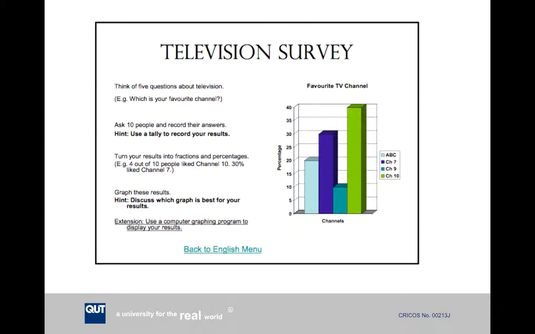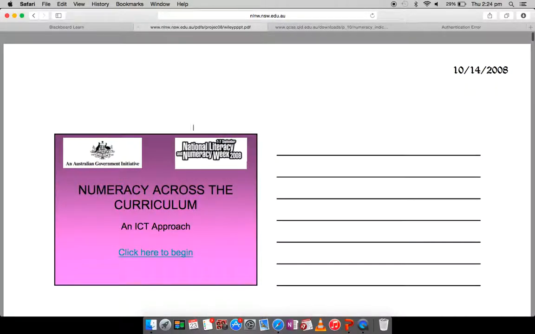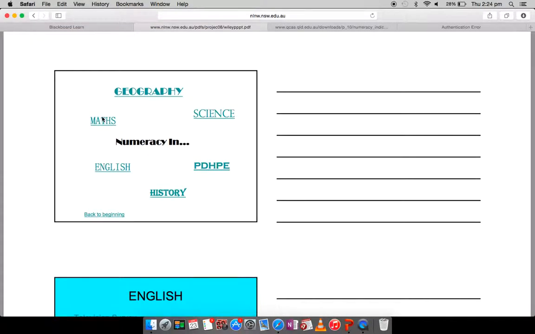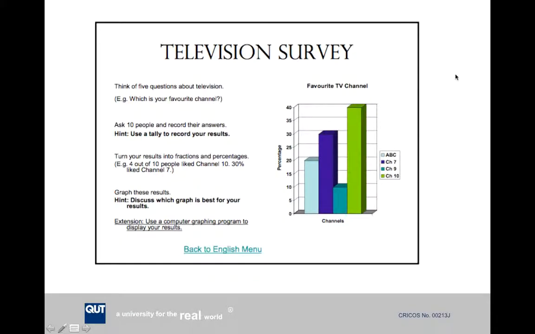This came from a government document. It's this one here. So it's Australian Government for Literacy and Numeracy Week. It's got across the curriculum, so it looks at how we can embed numeracy into all of these subject areas. So the ideas, if we're doing a media unit, for example, we could be doing a survey about TV. So think of 5 questions about TV, ask 10 people to record their answers.